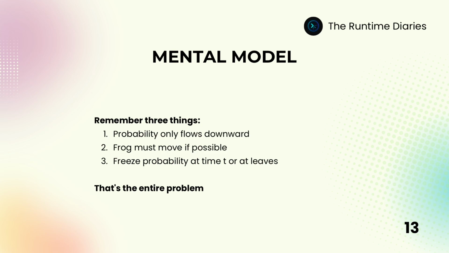If you remember nothing else, remember these 3 principles. First, probability only flows downward. Second, the frog must move if possible. Third, probability freezes at time t or at leaf nodes. That's the entire algorithm.